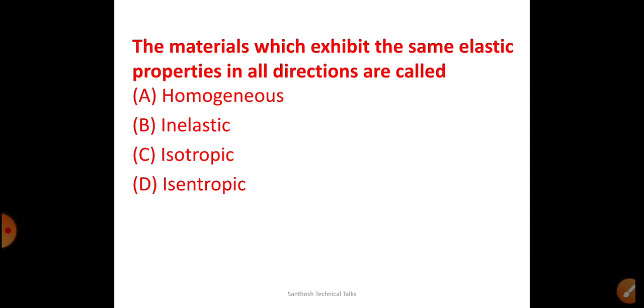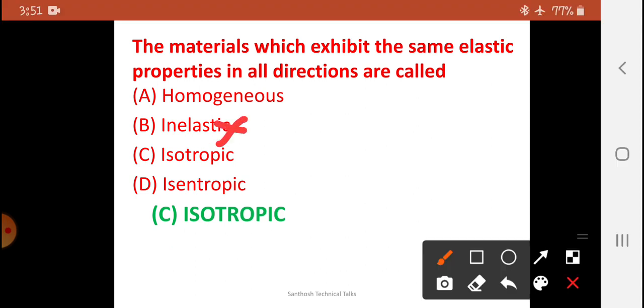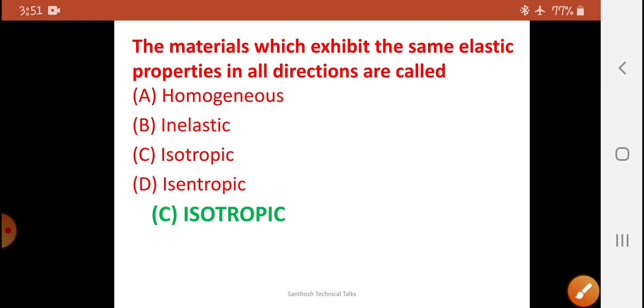And next, very superb question: a material which exhibits the same elastic property in all directions is called isotropic. Homogeneous is different. There is no inelastic, there is no isentropic for the materials. Only homogeneous and isotropic are available. So isotropic is the correct answer. The homogeneous is the same structure in all directions. That is the homogeneous material, but it exhibits the same elastic property in all directions. So that is isotropic.